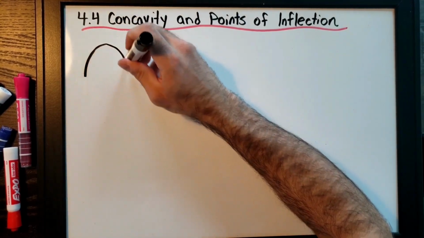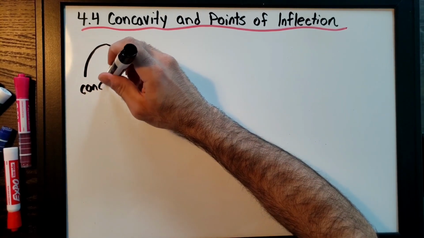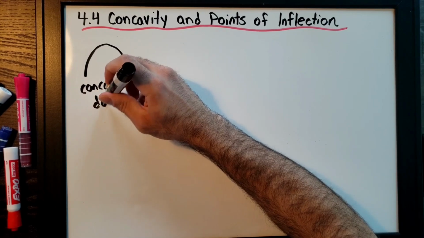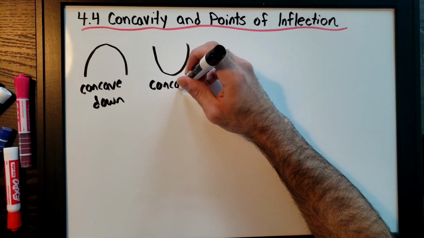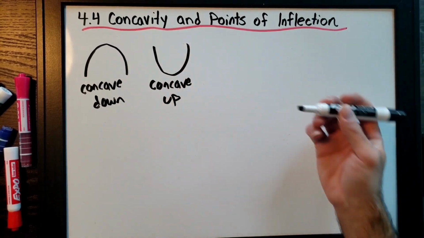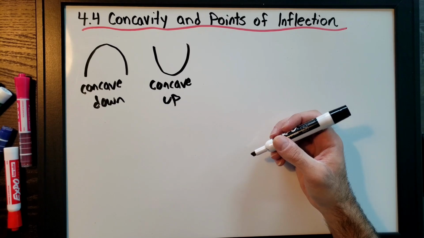So concave down looks like this. Concave down. And concave up looks like this. Exactly what you would expect. Just like parabolas opening up, parabolas opening down, same idea.